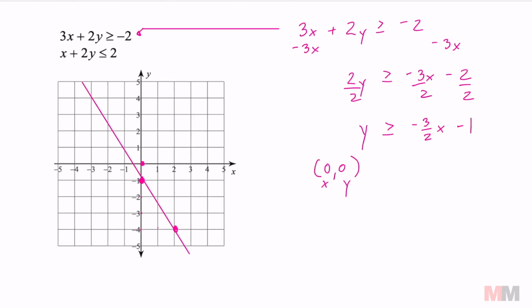So we pop that in. 0 is more than or equal to negative 3 halves times 0 minus 1. You don't need a calculator for that. If you do, you got to work on your mental math. Negative 3 halves times 0 is just 0 minus 1. And 0 is greater than or equal to negative 1. My test point is true, meaning that is this side that I shade.